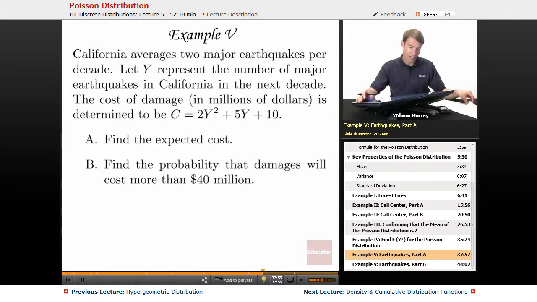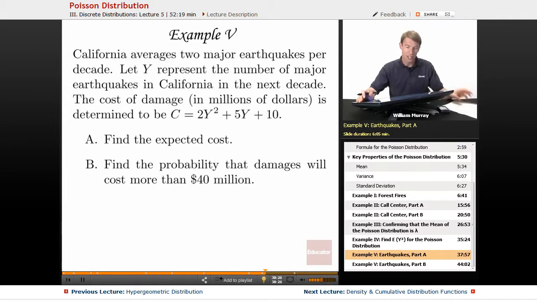So in example 5 here, we've got California averages 2 major earthquakes per decade, and y is going to represent the number of major earthquakes in the next decade. And we've got a cost function here. The cost of damages, it depends, of course, on how many earthquakes you have. And in this case, the cost is 2y squared plus 5y plus 10.